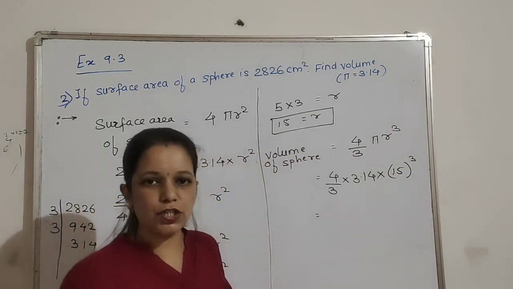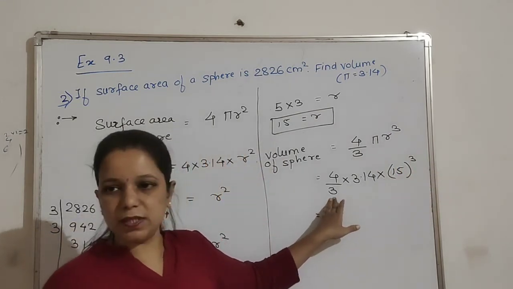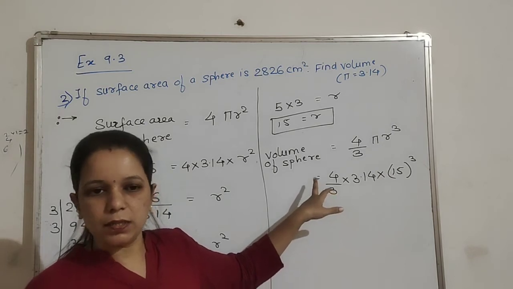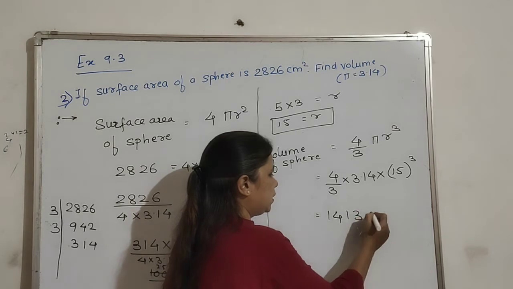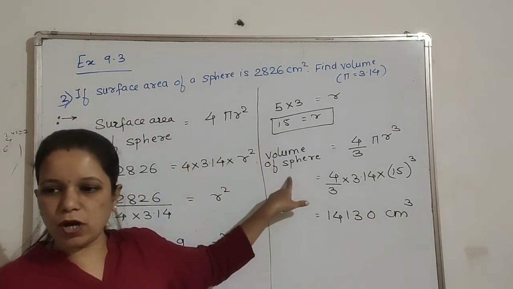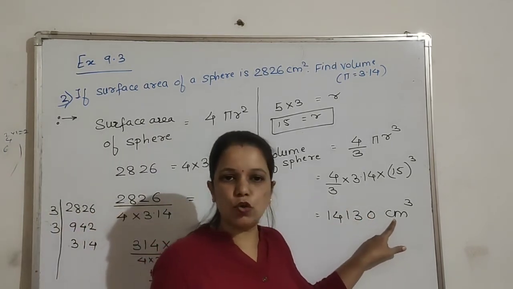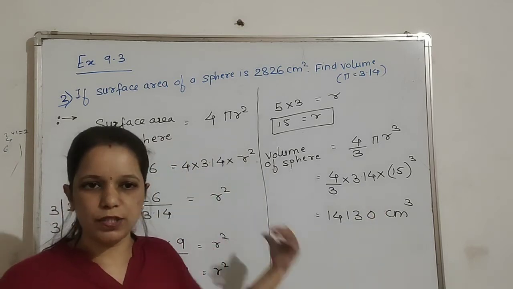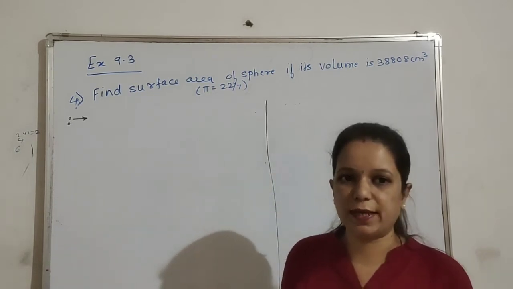Now the calculation part, 15 into 15 into 15, you will cancel it with 3, and after you perform all this multiplication, the answer is 14130 centimeter cube, because the unit for volume is cubic centimeter or centimeter cube. Okay, please note down. Now we will proceed to next sum.